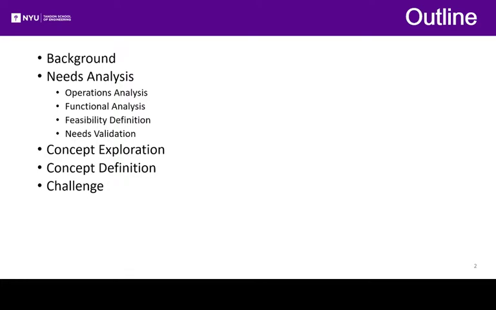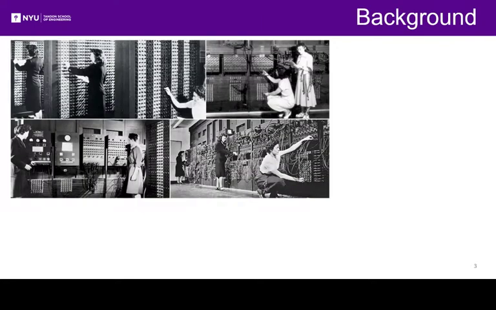Okay, I'll show you the outline of my project and the whole presentation. First is the background of the computer and the business laptop. Then there's the needs analysis, which has four parts inside: operations analysis, functional analysis, feasibility definition, and needs validation. Then I will talk about concept exploration and concept definition. The last one is the challenge in this project. Okay, let me talk about the background of the computer.